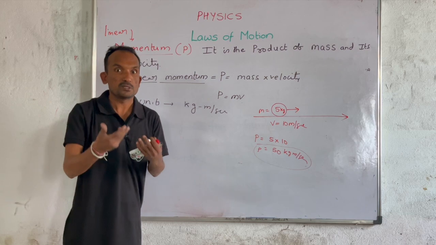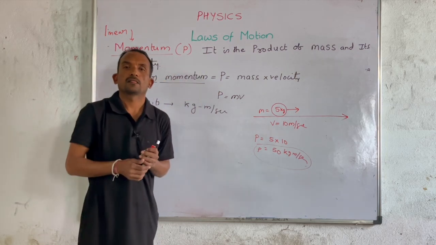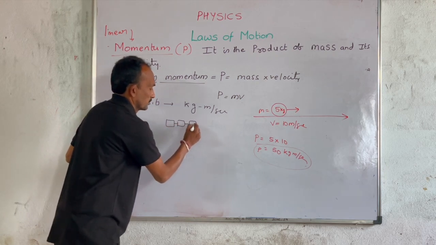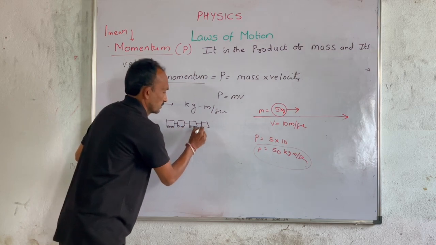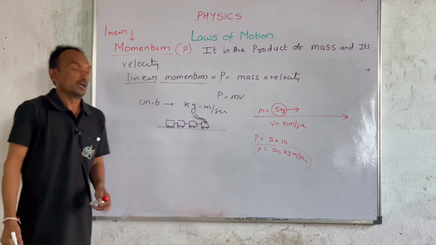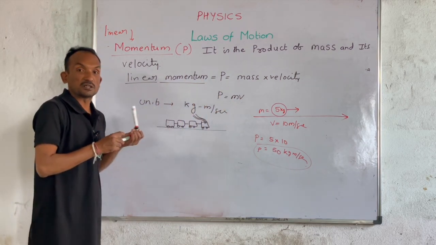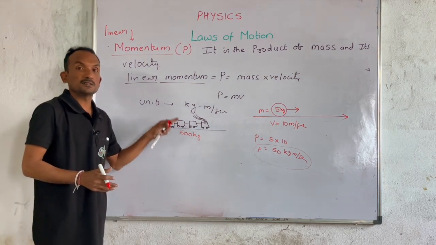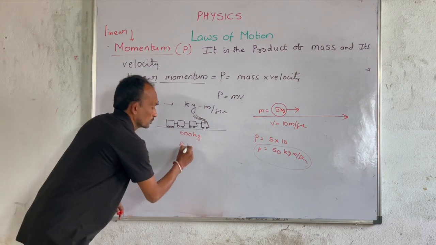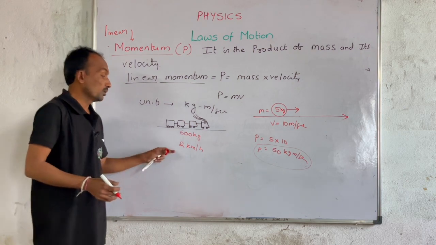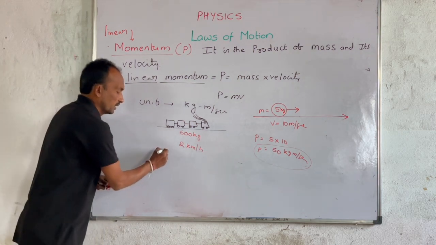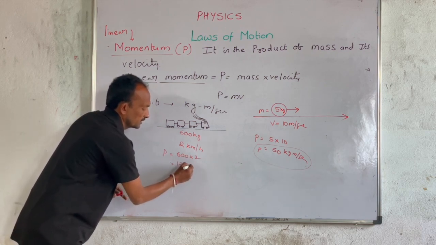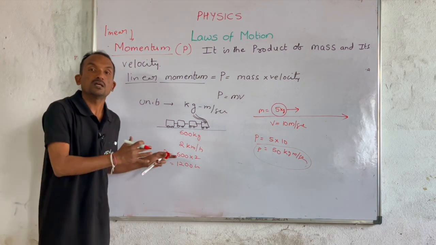Now consider the momentum with which a train moves along the track. The total mass of the train is 600 kg. The train is moving with 2 km/h. What is the momentum? According to the definition, it is the product of mass and velocity. Mass 600 and velocity 2, that is equal to 1200 kg meter per second.